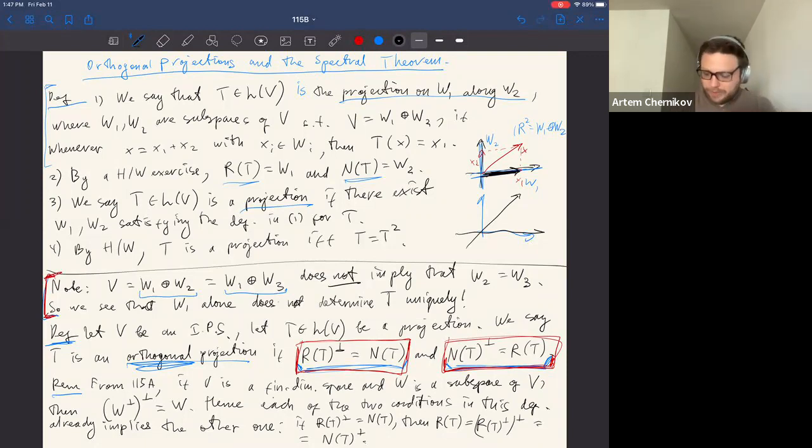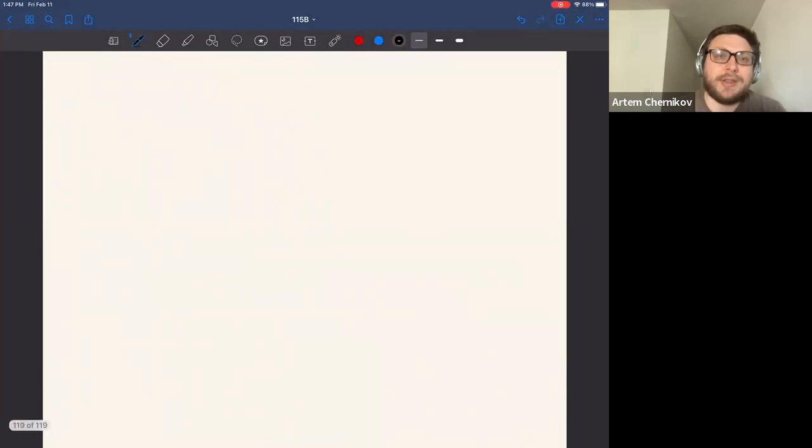The second remark, however, is that this is only true when the vector space is finite dimensional. Okay, so let me stress it here. So finite dimensional space, which has this property that the orthogonal complement of the orthogonal complement is just W itself. However, this remark is not true in the case of infinite dimensional spaces.